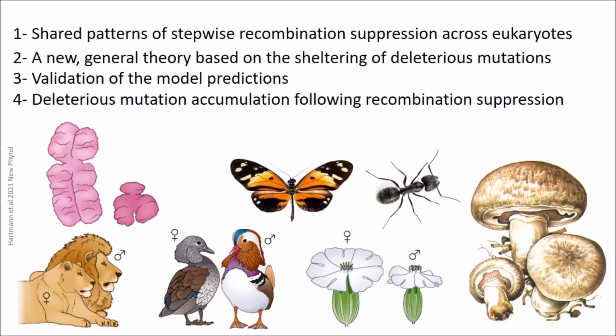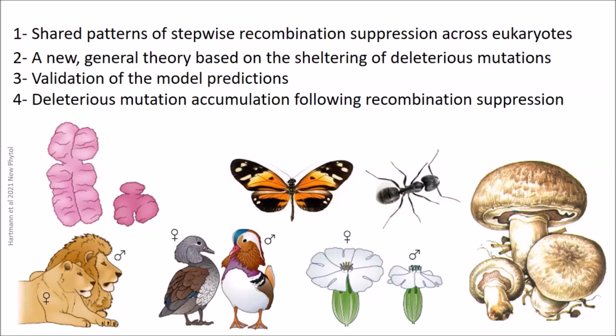So we thought we need a general explanation for all that. And so we tried to develop a new model based on the sheltering of deleterious mutations. I will present that too, and how fungi could also help to validate the model predictions.